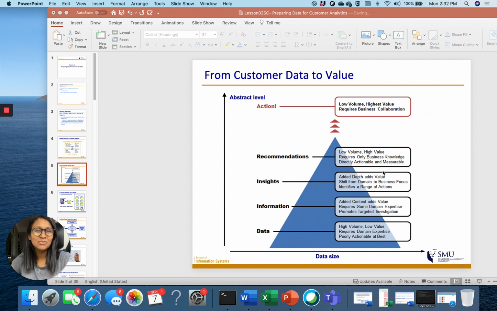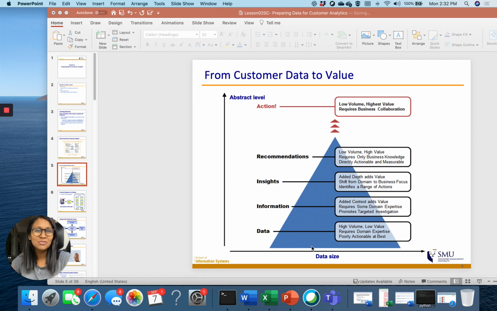On this slide, in this visualization, I want to talk about the process by which the organization extracts value from customer data. As you see in this pyramid, at the bottom you have the lowest value that you can get from the data, and this essentially is the raw data. Raw data in itself is high in volume but very low in value.